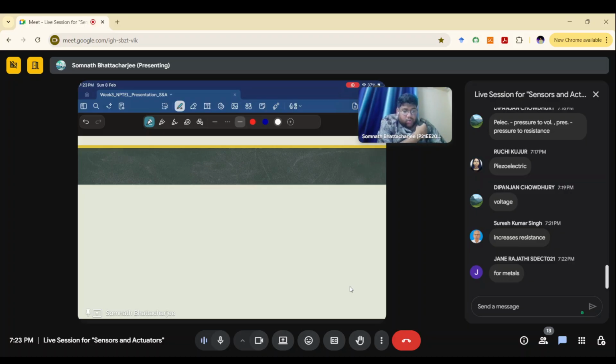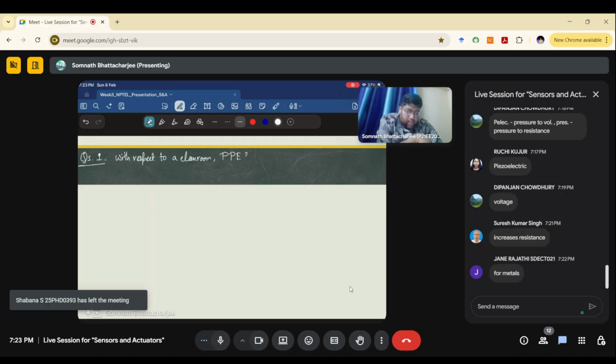Now let's stop here for the previous class's lectures, and now we'll move on to today's questions. So let us start with question number one again. With respect to a clean room, what do we mean by PPE? I guess everybody knows about the PPE kits. So what does PPE mean?